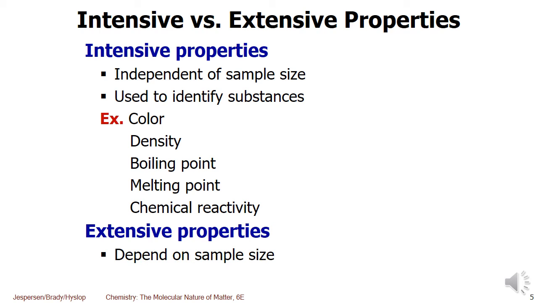Extensive properties depend on sample size. For example, volume is an extensive property. When it depends on sample size, if we make a big size, then we have a big volume. A small size, we will have a small volume. Like volume and mass, they are extensive properties.